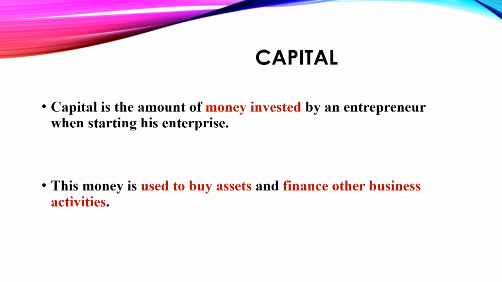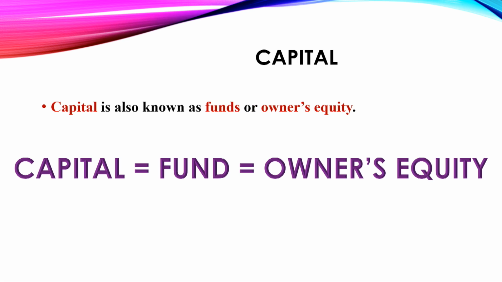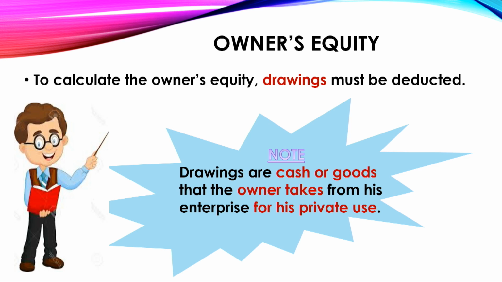Moving on, let's look at capital. Capital is the amount of money invested by an entrepreneur when starting his enterprise. It is the money used to buy assets and finance other business activities. Capital is also known as funds or owner's equity. To calculate the owner's equity, drawings must be deducted. Note, drawings are cash or goods that the owner takes from his enterprise for his private use.